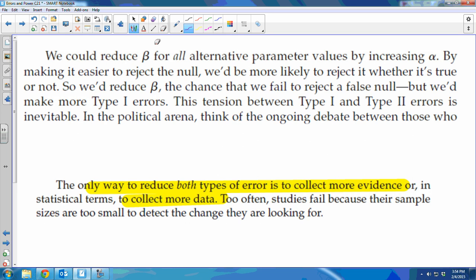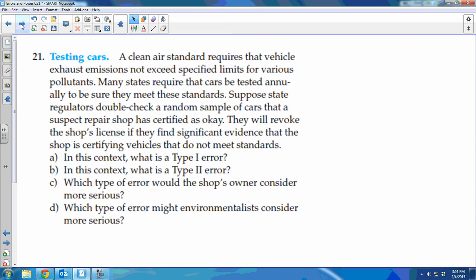But what I want to do now is do an example in context, because generally this is how errors come up. They ask you to do a test. They ask you about what a type 1 error would be, what a type 2 error would be in context, and then they ask you about the ramifications of those. All right, so this is what this asks.